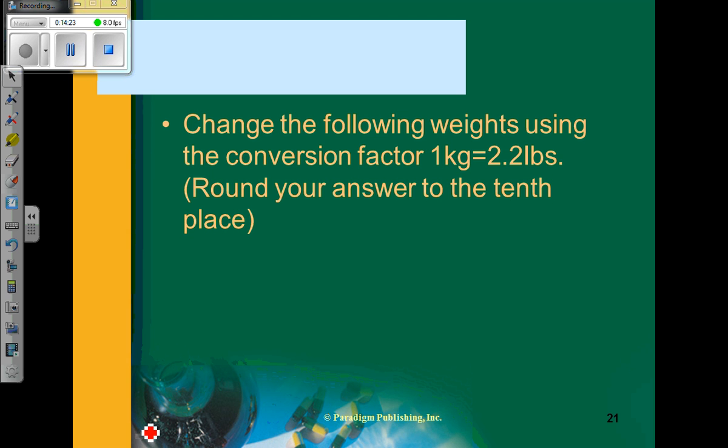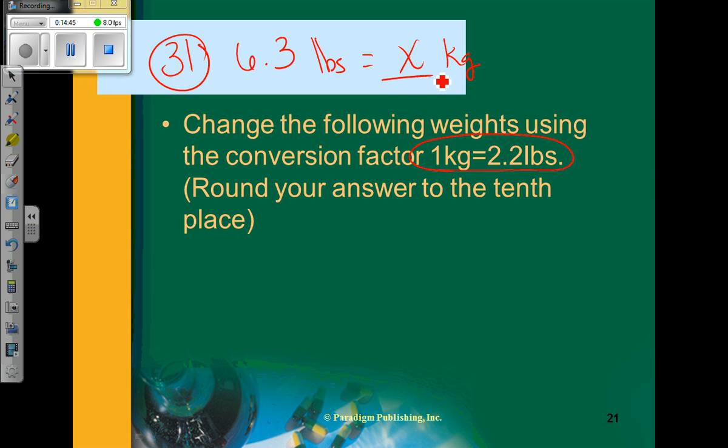Okay, now we're going to do that same thing, but using weights. So we're going to use 1 kilogram equals 2.2 pounds. Our first question here is number 31: 6.3 pounds equals how many kilograms?